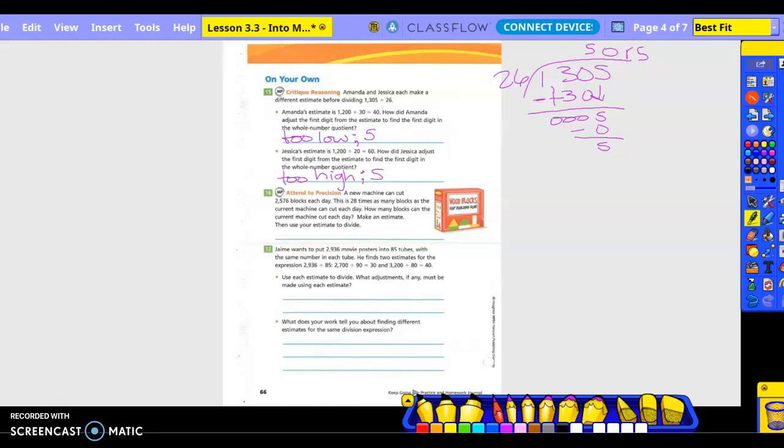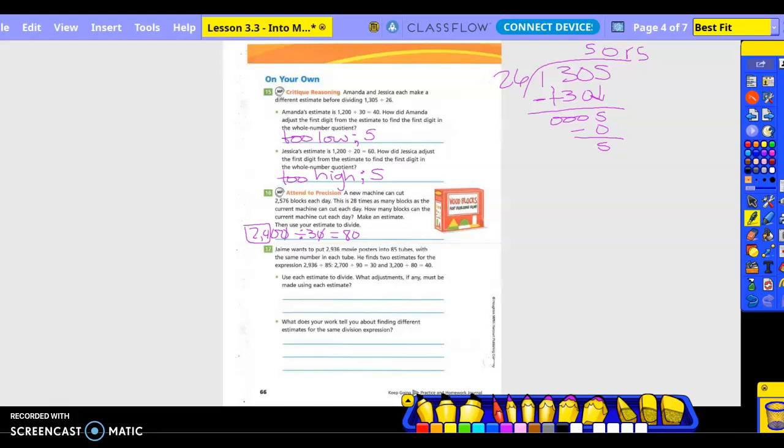Number 16, attention to precision. A new machine can cut 2,576 blocks each day. This is 28 times as many blocks as the current machine can cut each day. How many blocks can the current machine cut each day? Make an estimate, then use your estimate to divide. So we would estimate, so we do our 28 to what? 30. What's a multiple of 3 that gets me close to 25, either a little high or a little low? 24. Okay, so 2,400. Mark off my zeros. Put this in a box. So 80, right?